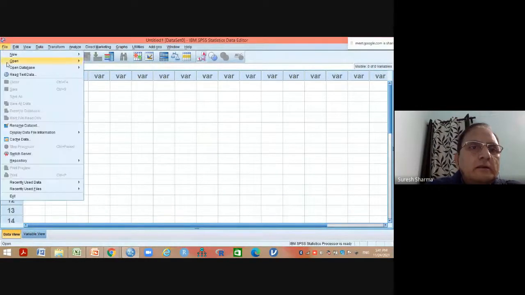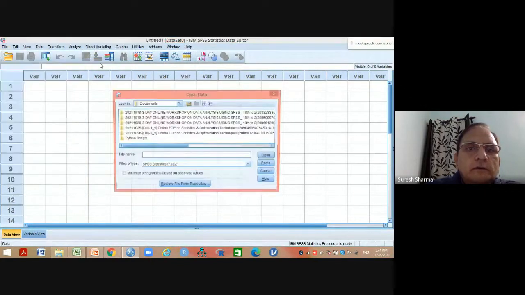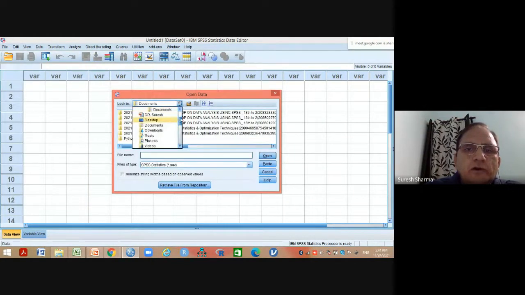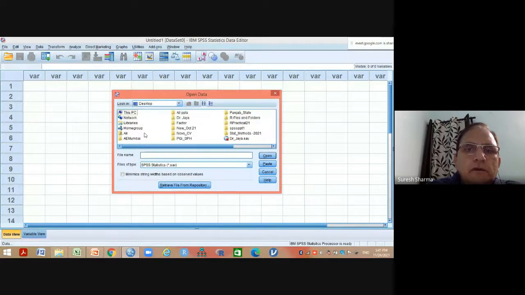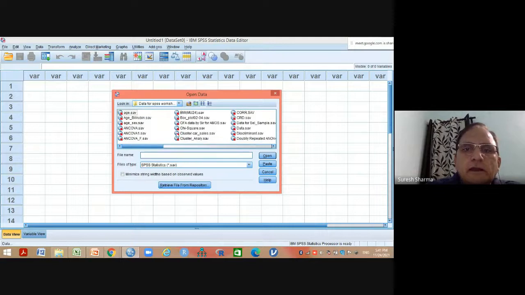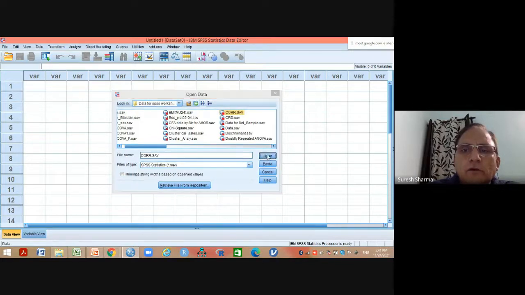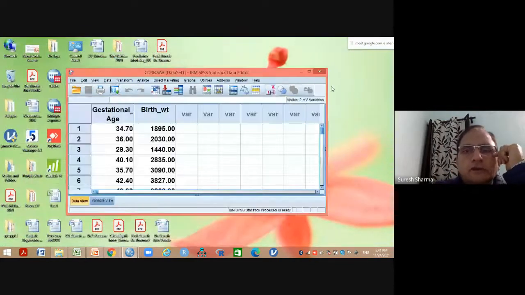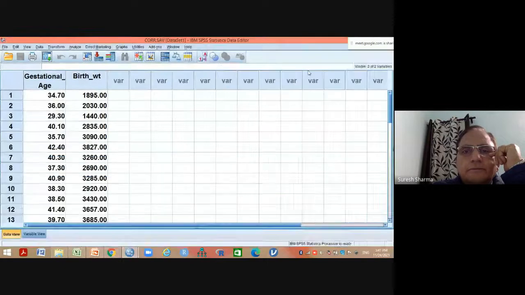Go to File, Open. We have it in the folder on the desktop. The folder is SPSS1. Then there is data, and then there is a file which is called correlation. This is correlation. Okay, open. Now it will open. So here is the data. Now data is like this.